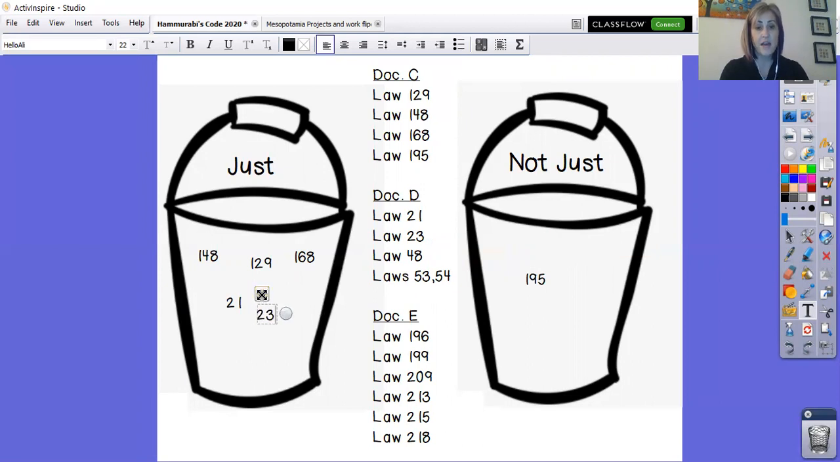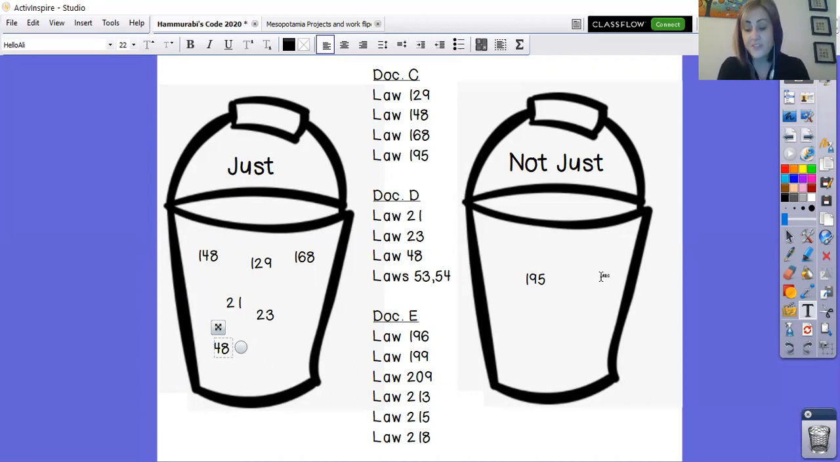And every law should be going either in the just bucket or the not just bucket. Law 48 states, if a man has borrowed money to plant his fields and floods ruin his crops, he does not have to pay back the person who loaned him money. So if you're like, yeah, that's totally fair, you're going to put it in your just column. If you think it's not fair, you're going to put it in your not just.